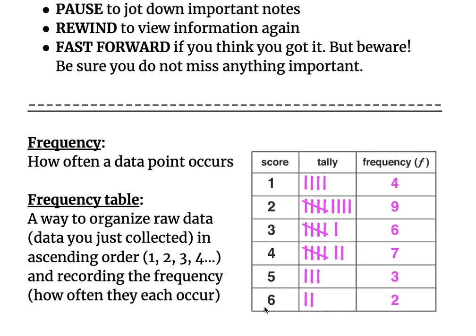So we put it in ascending order. The tally is pretty much just a way for us to quickly write down people's answers, and then the frequency is our final tally of how often that data point occurred. Go ahead and pause the video and jot this down in your notes.